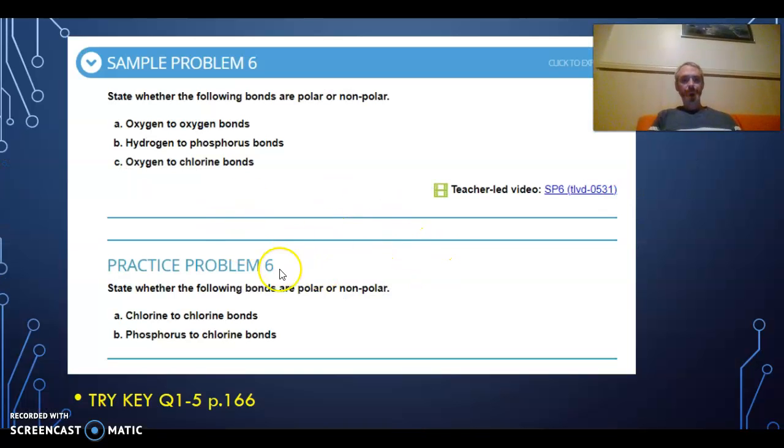Back to this. Actually, this question is only about whether they are polar or non-polar. If they're different elements, they'll be polar.